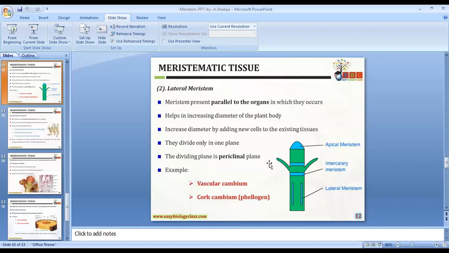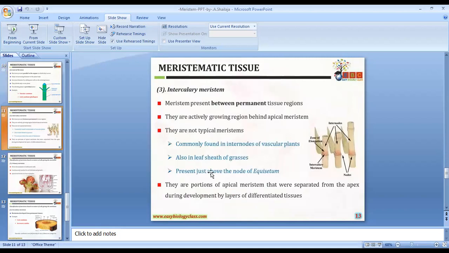Okay. Next, apical meristem, lateral meristem, and intercalary meristem. Based on position, these three types are there. Intercalary meristem is present between permanent tissue regions. They are actively growing regions behind the apical meristem. See here, it is behind the apical meristem. They are not typical meristems, commonly found in internodes of vascular plants.